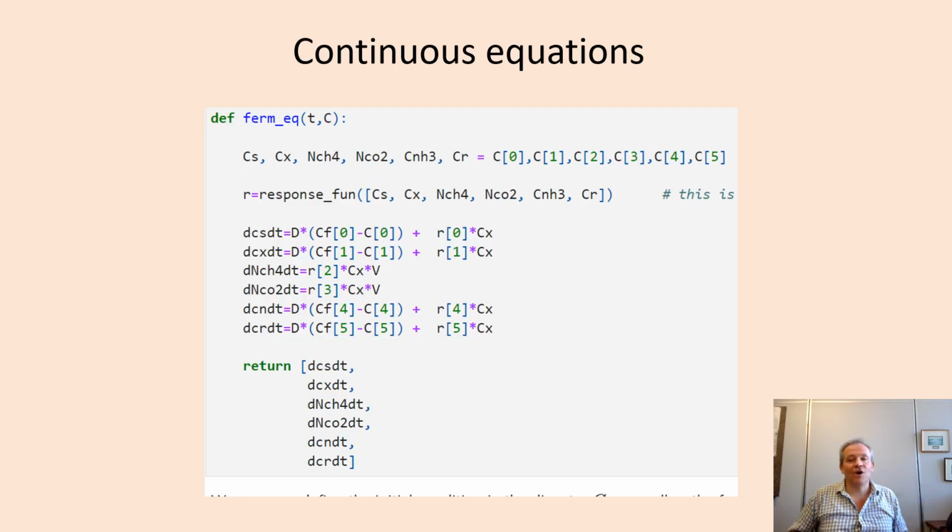Okay. When we get to continuous equations, this is now for the non-steady state simulation. It looks very similar. The fermentation equation looks very similar, except that it has this inlet and outlet term for each of the components. So please distinguish between your feed concentrations and your concentrations in the reactor. So these equations are now similar to the batch equations, except for the in and the out term that got added.